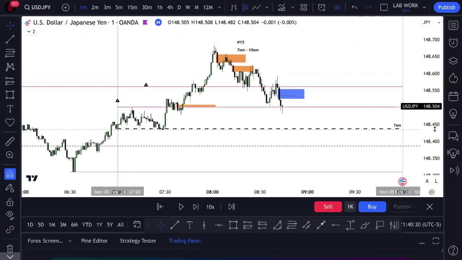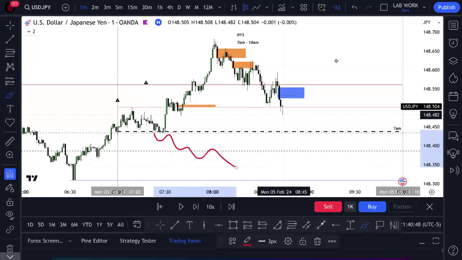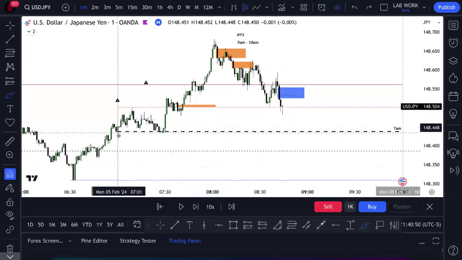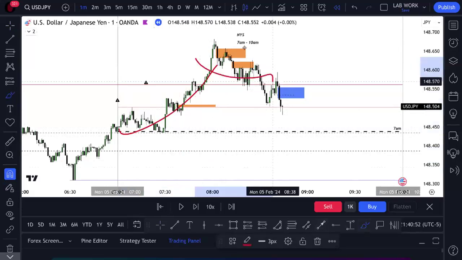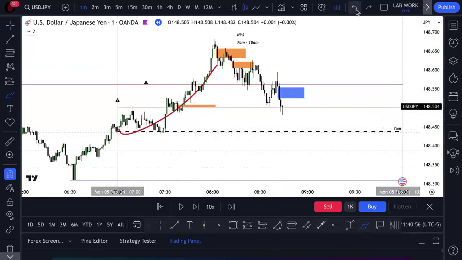So immediately already, we can see we're increasing the quality of our entry. We're not selling in a discount. We're selling in a premium. So we're still putting more odds in our favor. We're not waiting for price to come down here and then start selling. No, we're waiting for price to get above the open and then find a selling opportunity above 7 a.m. That's what we're doing, because we want to sell in a premium.